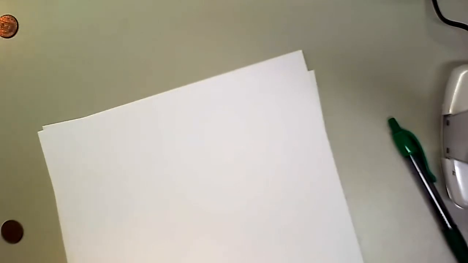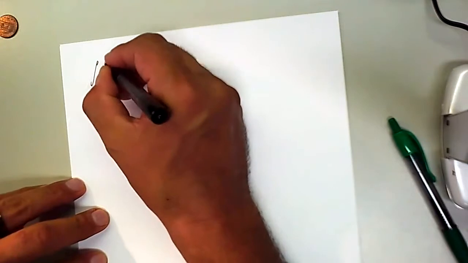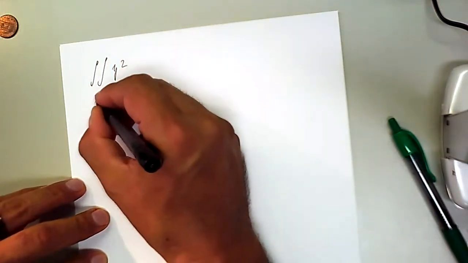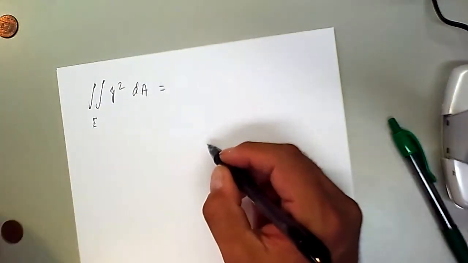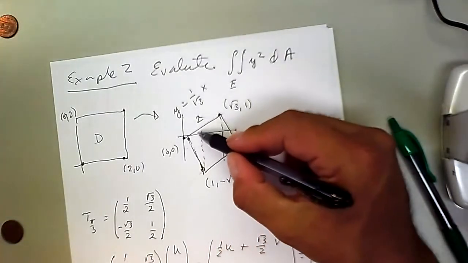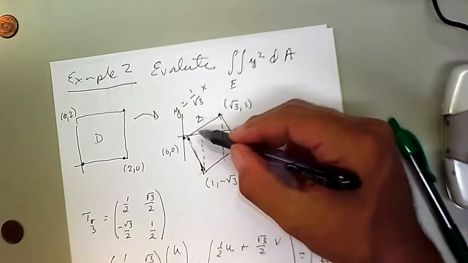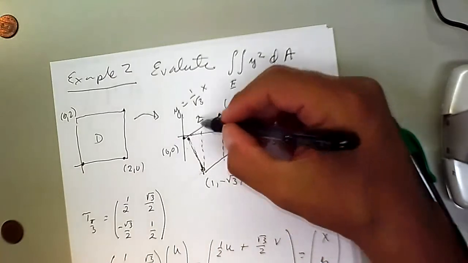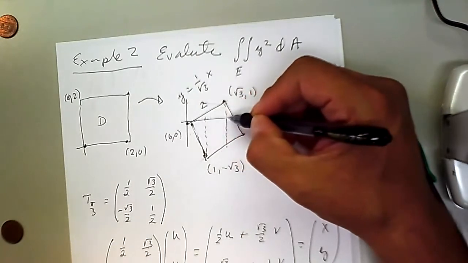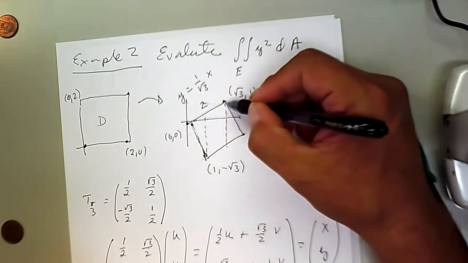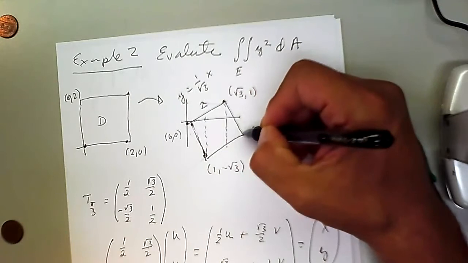Okay. What are we after? We want the double integral of y squared over E with respect to the area. And as I had mentioned before, it's a mess, because if I want to figure this out with vertical strips, then x has to go from here to here, from there to there, from there to here, to the end.